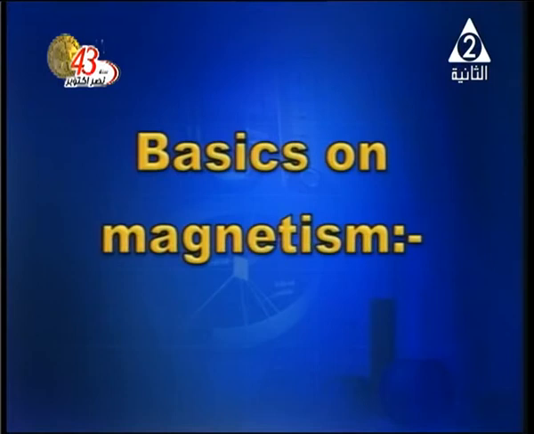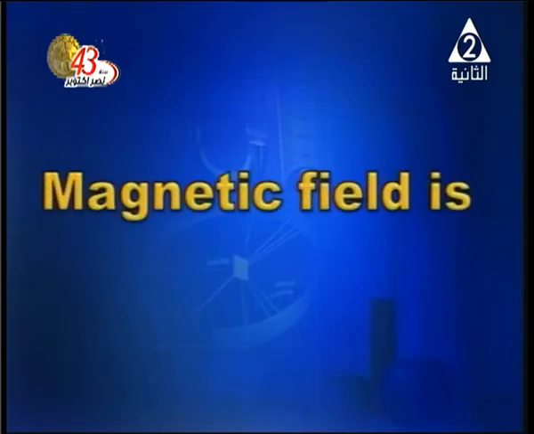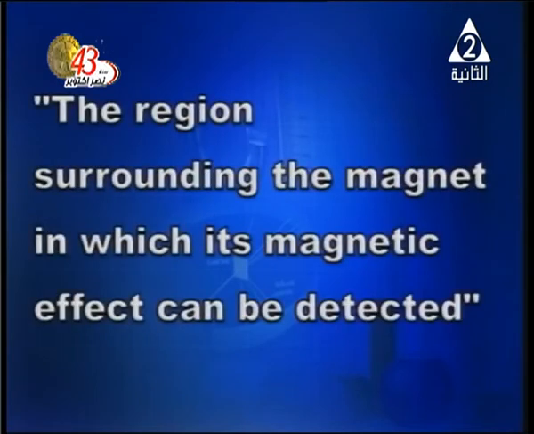Basics on magnetism. What's meant by a magnet? A magnet is a substance which has a magnetic field. And what's meant by magnetic field? Magnetic field is the region surrounding the magnet in which its magnetic effect can be detected.